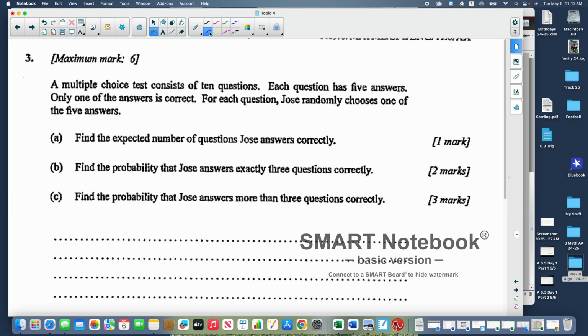Here we go. Find the expected number of questions that Jose answers correctly. How many answer correctly? What would be the expected value? 2. This is that n times p problem. N is 10 questions, p is 1/5. If I multiply that together, I get 2. All right. What am I going to use for part B? PDF, because it's what? Exactly. All right. And so my number of trials is 10.